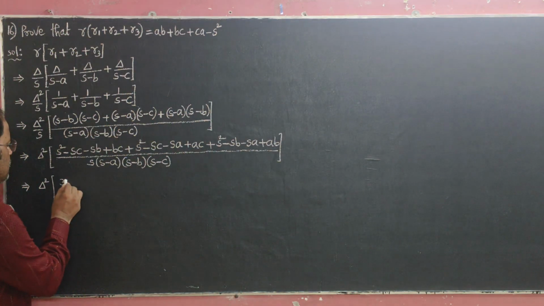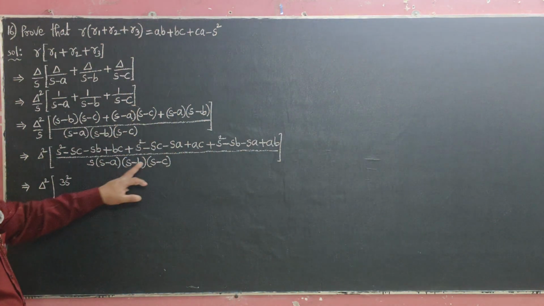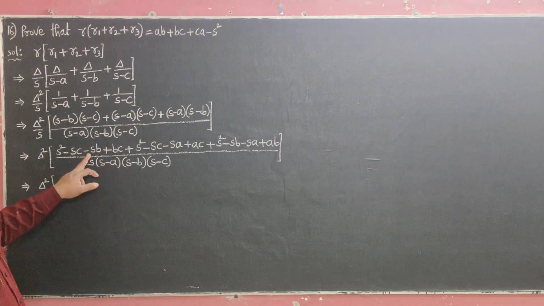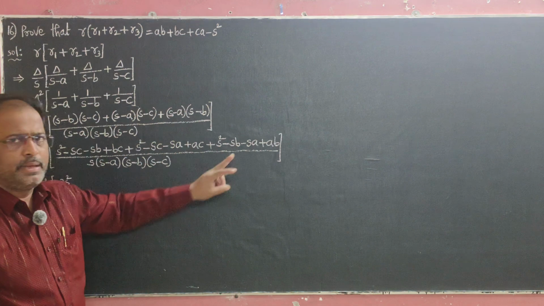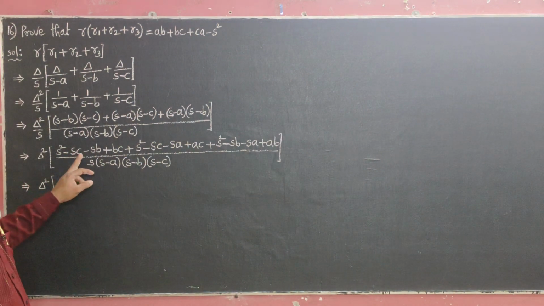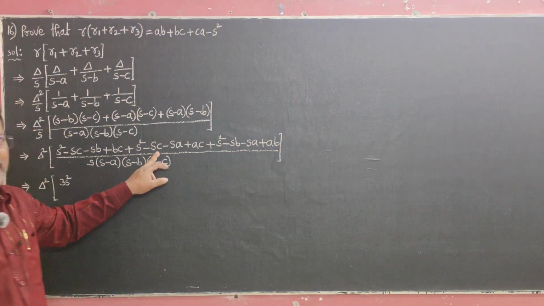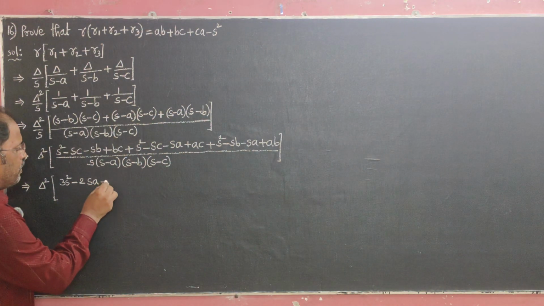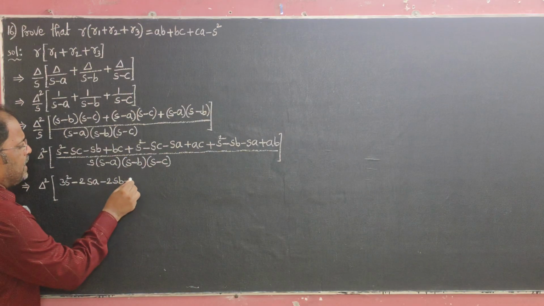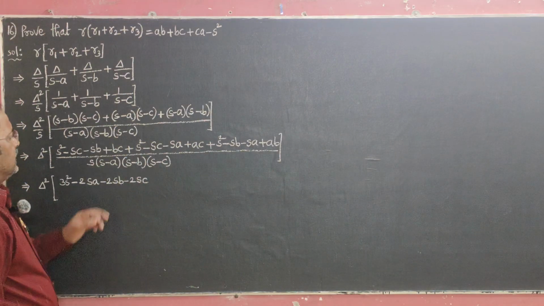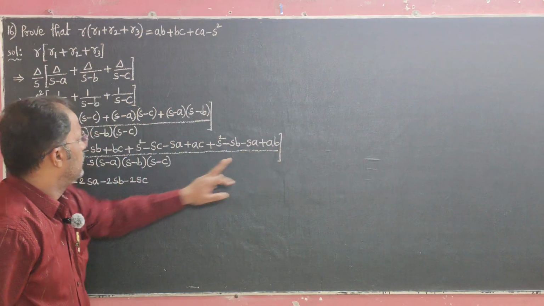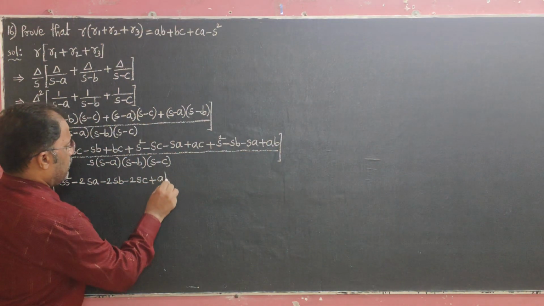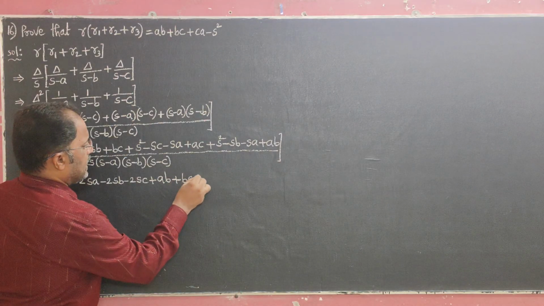3s square. Okay, how many terms? 3s square. Minus sa, minus sa means minus 2sa, minus sb, minus sb means minus 2sb, and minus sc, minus sc means minus 2sc. Minus 2sa minus 2sb minus 2sc. Right? Next, what is the remaining? ab plus bc plus ca or ac. Okay, ab plus bc plus ac.